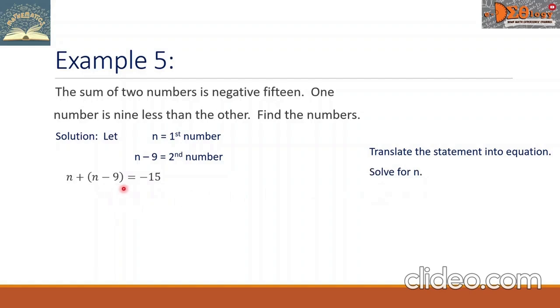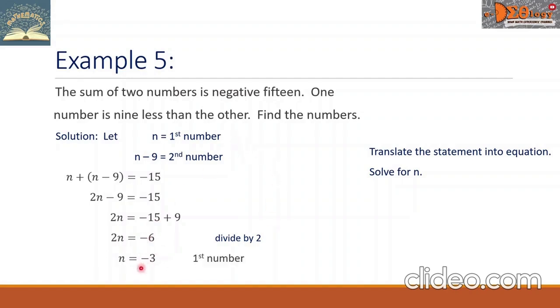We can remove the grouping symbol and combine this n and this n. So we have n plus n is 2n. Then we copy the negative 9 equals negative 15. This negative 9 we transpose to the right. It becomes positive 9. We simplify negative 15 plus 9, that will be negative 6. And we divide this equation by the coefficient of n, which is 2. When we do that, the left side becomes n, and the right side is negative 6 divided by 2 is negative 3. So we have n equals negative 3.